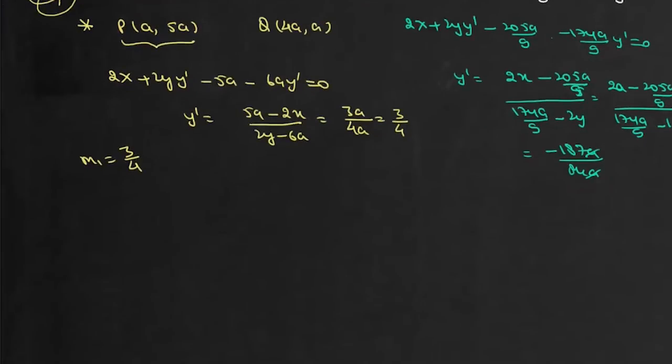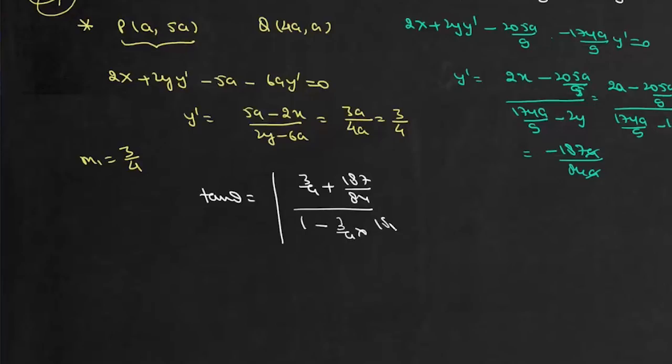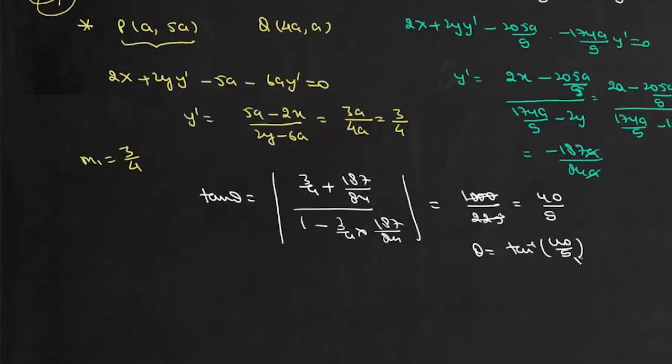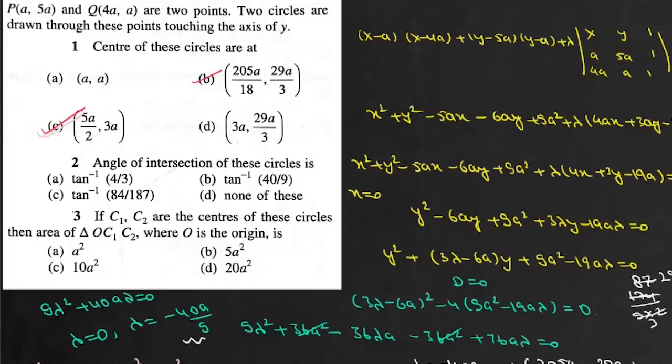Now we can find the angle of intersection. Now for this angle of intersection, tan theta will be (m1 minus m2), so it will be (3 by 4 plus 187 by 84) upon (1 minus 3 by 4 into 187 by 84). Now this is 1000 upon 225. Now this is 40 upon 9. So this angle will be tan inverse 40 upon 9. And that's your option B.